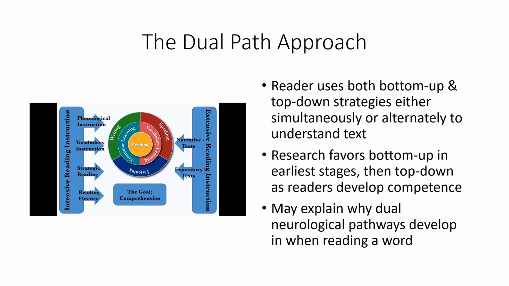And finally, the current push is toward a dual path approach. In other words, this approach uses both bottom-up and top-down strategies, either simultaneously or alternating back and forth between one and the other, all of which are aimed to help the reader understand the text. The research, again, favors a bottom-up approach in the earliest stages, followed by a top-down approach as readers develop competence. And it may explain why there is that dual neurological pathway that shows up when a word is read.